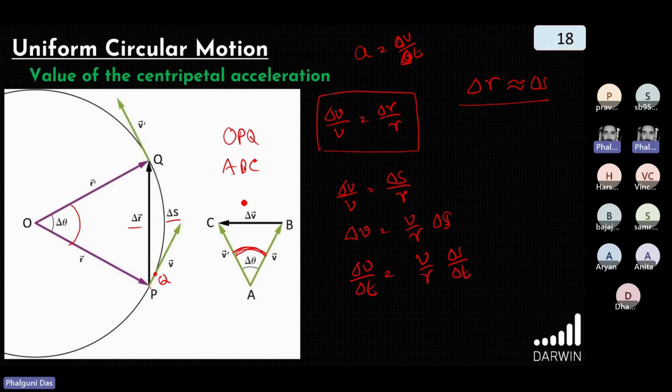Is this clear to this point? Dividing both by delta T. Okay. So delta V by delta T represents acceleration, right? And more specifically, it represents centripetal acceleration in circular motion, but I'm just calling it acceleration. Acceleration is V by R into delta S by delta T. The particle was moving with a speed V. If it covers a distance of delta S during delta T time, then delta S by delta T is also V, right? Yes or no?